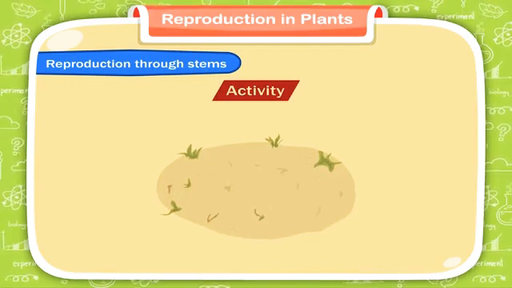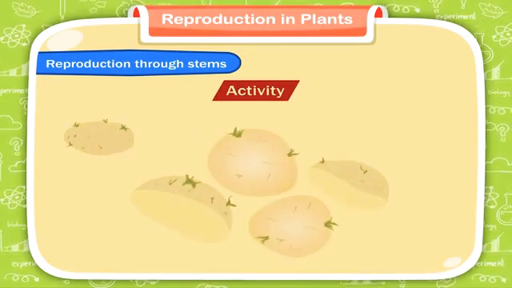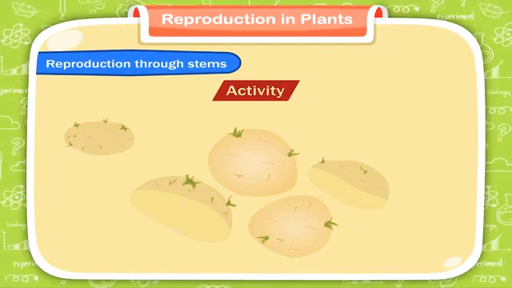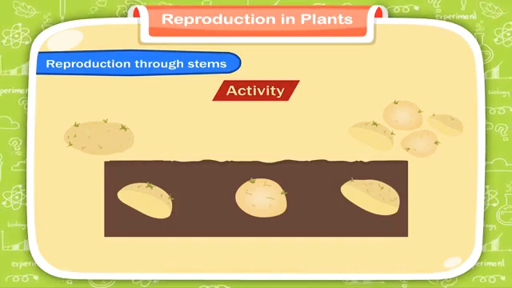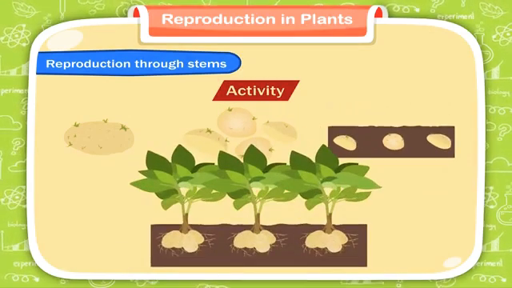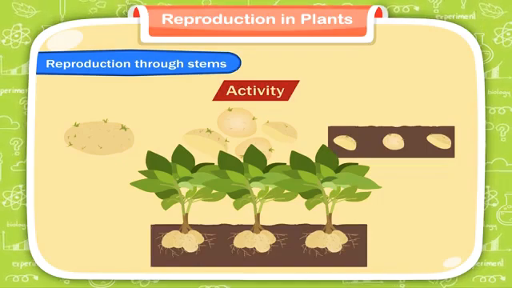Activity. Take a big potato. Cut it into several parts in such a way that each part of it has a bud. Plant these potato parts in moist soil. These potato parts will grow into new potato plants.